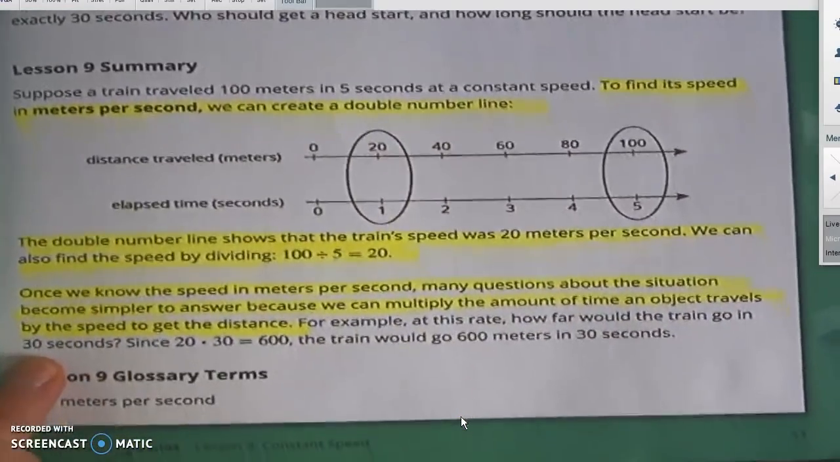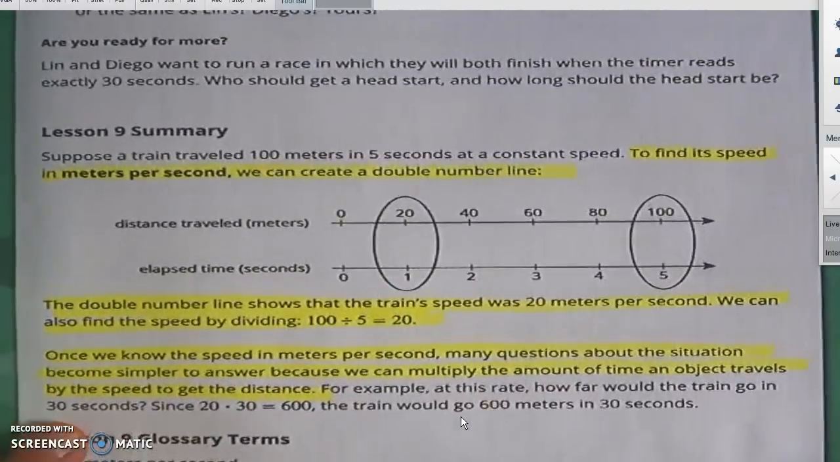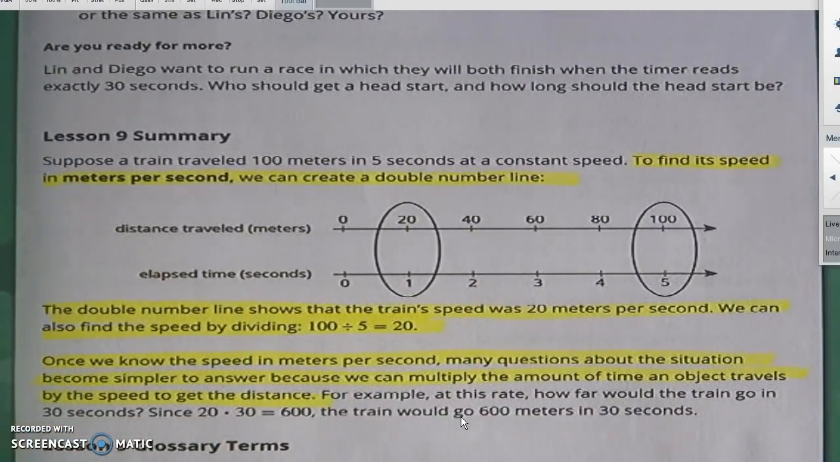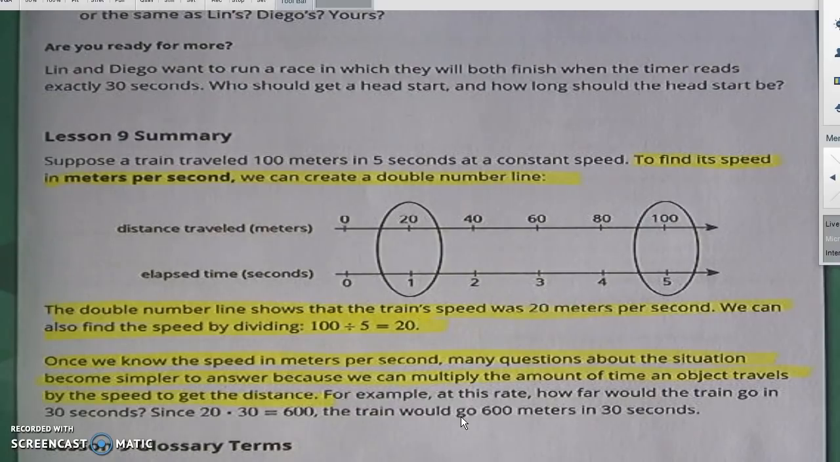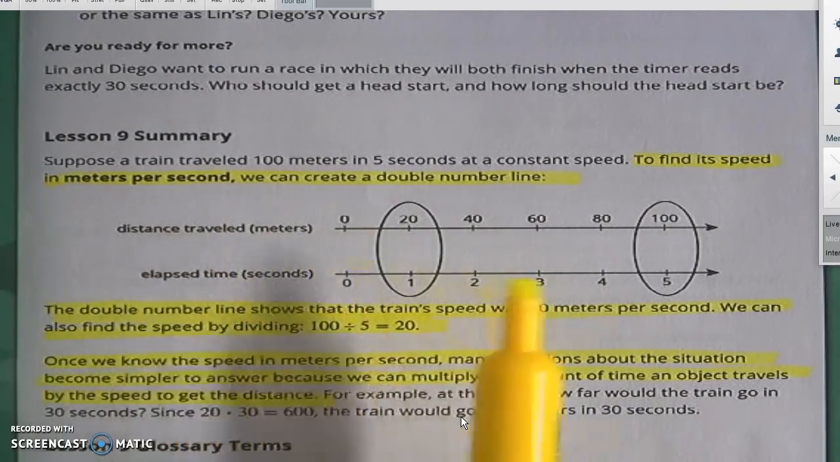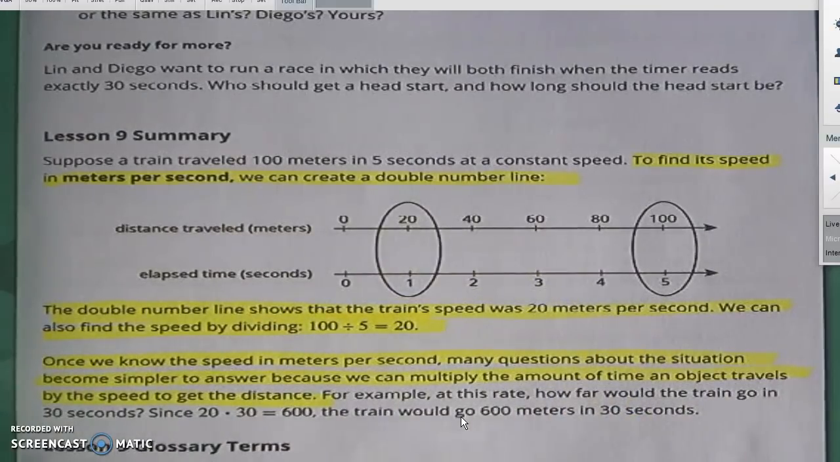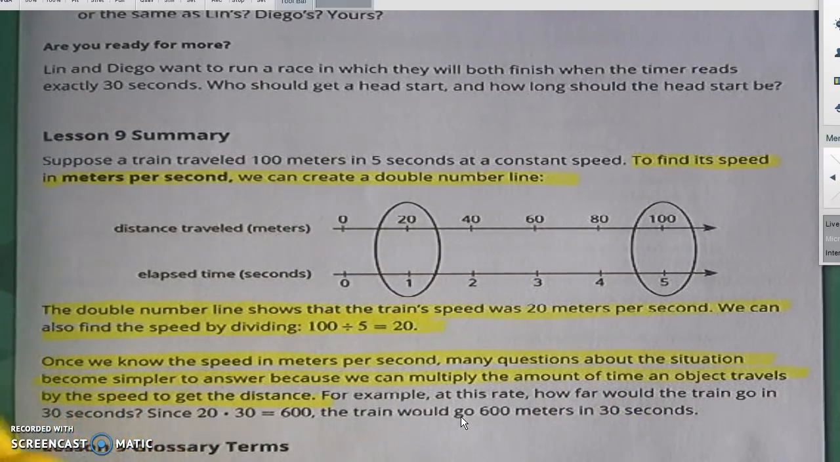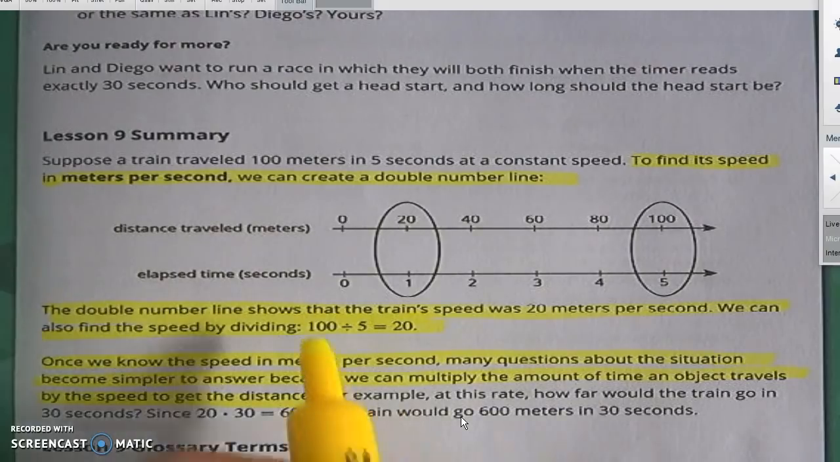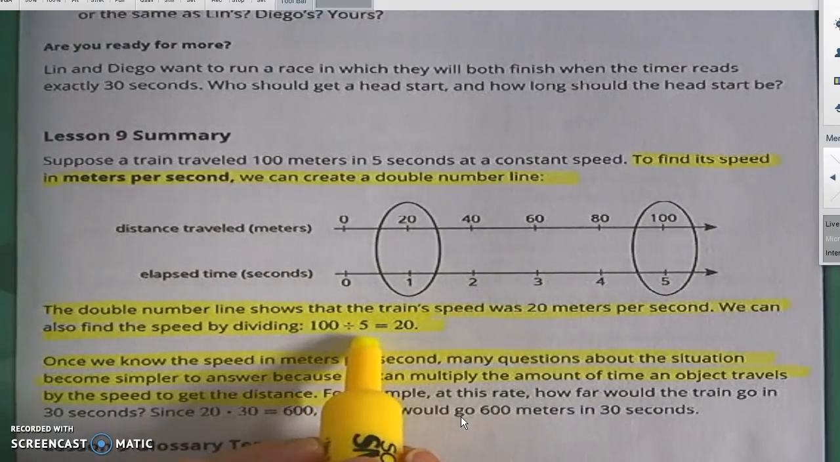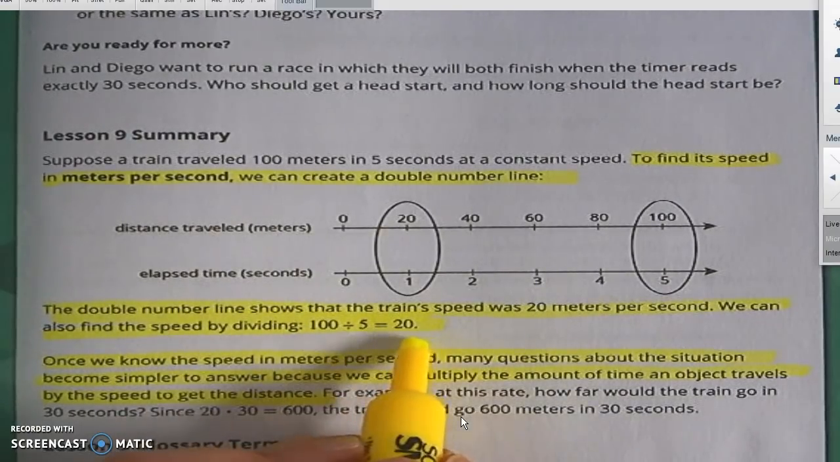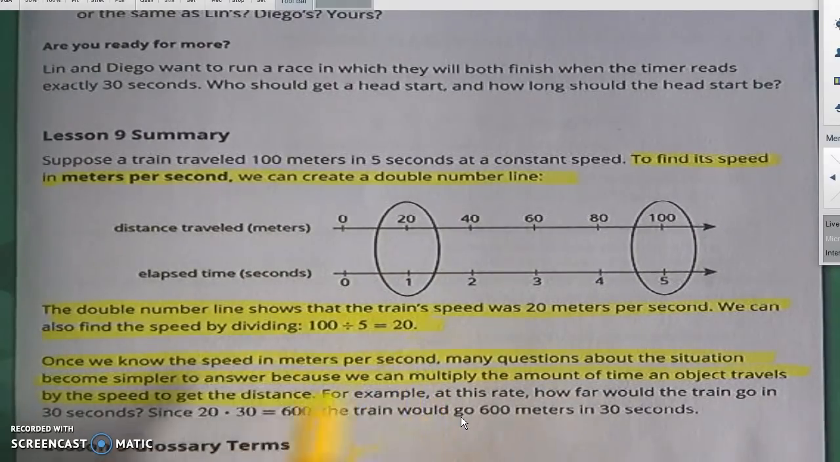So then lesson 9 summary, this is on page 53. Suppose a train traveled 100 meters in 5 seconds at a constant speed. To find its speed in meters per second, we can create a double number line. So this double number line shows that the train's speed was 20 meters per second. We can also find the speed by dividing again. We can do 100 divided by the 5 seconds, giving us 20 meters per second.